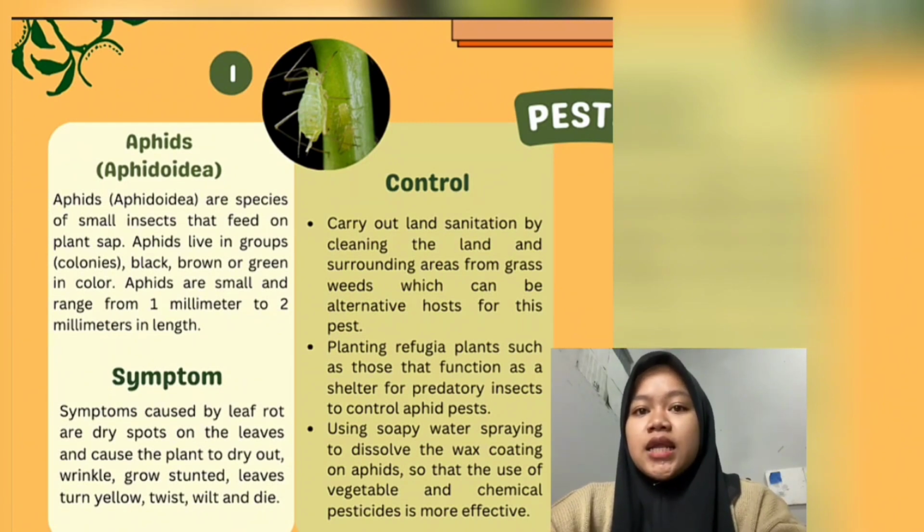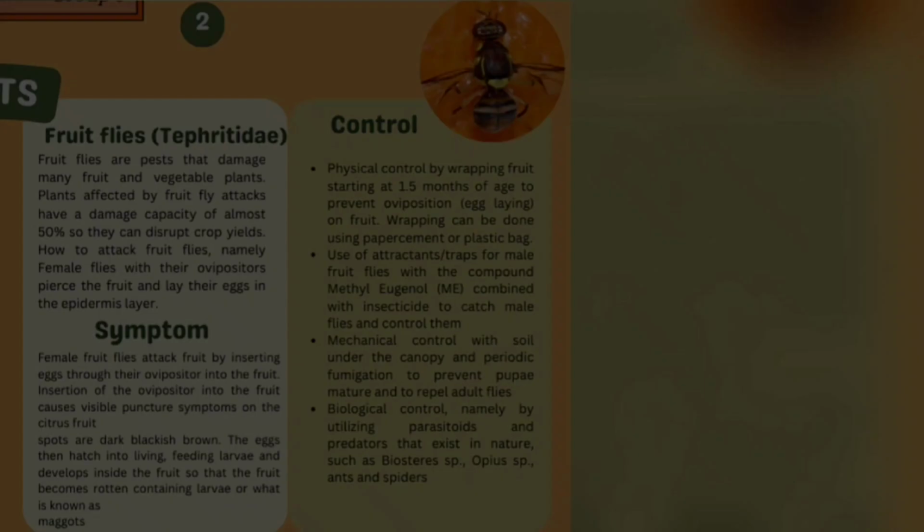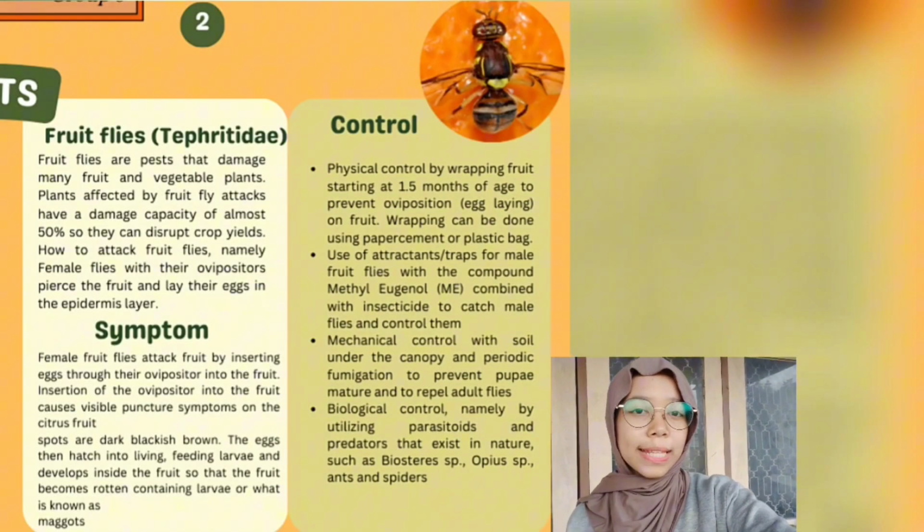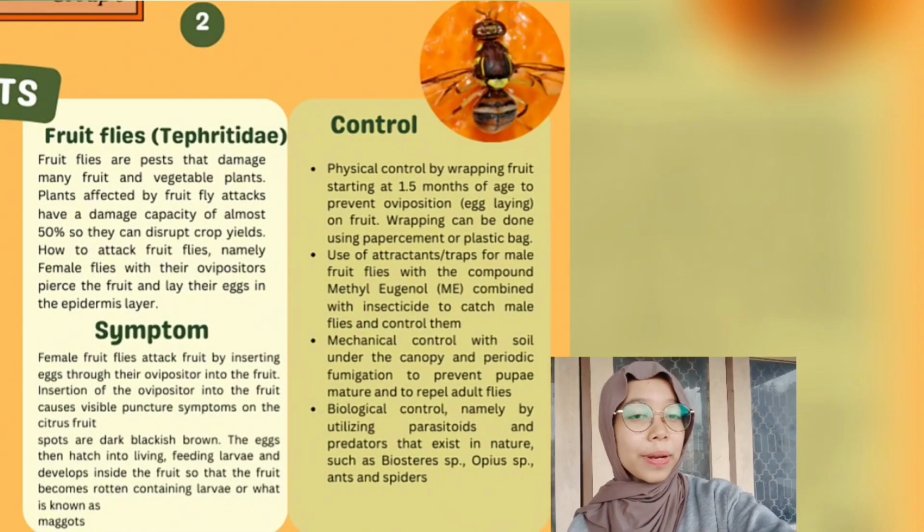Number 2. Planting refugia plants, which provide shelter for predator insects to control the aphid pest. Number 3, spraying soapy water to dissolve the wax coating on aphids so that the use of vegetable and chemical pesticides is more effective. The second pest in orange plants is fruit flies, or Tephritidae.